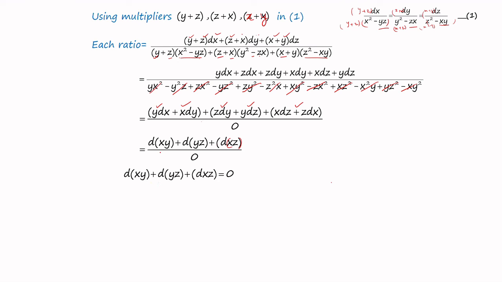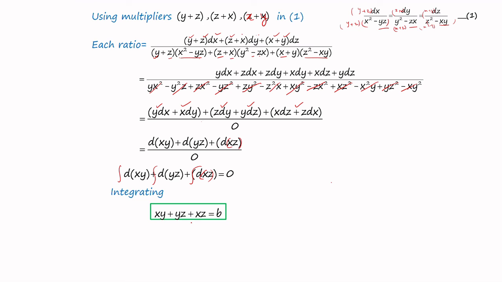So this will be equal to each ratio, that 0 goes to 0 into each ratio, it becomes 0. So d of xy plus d of yz plus d of xz. Integrating this, integration and differentiation get cancelled, so you have xy plus yz plus zx equal to a constant of integration. So this is our another independent solution.